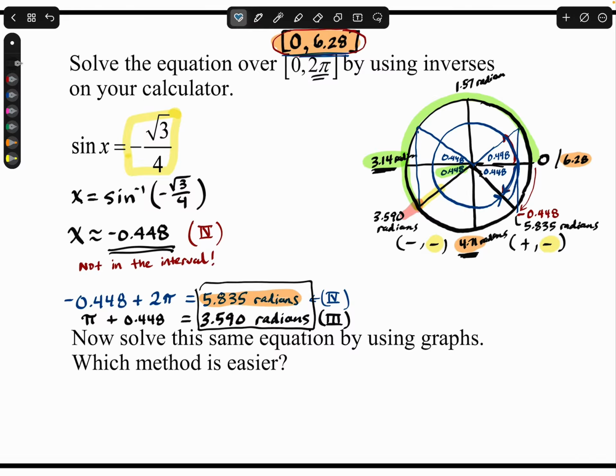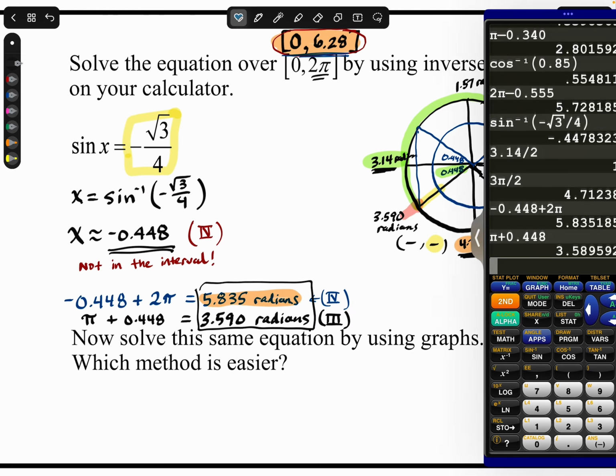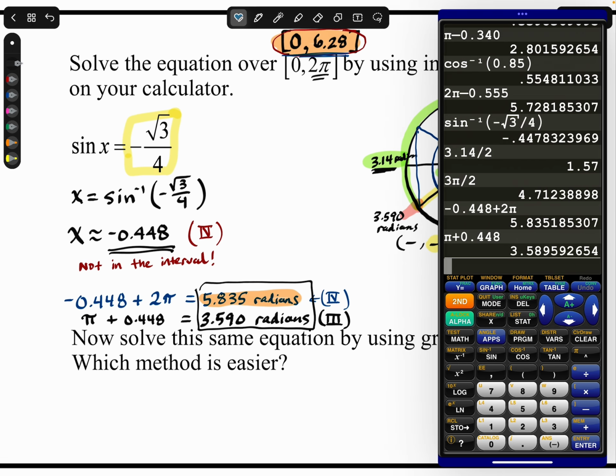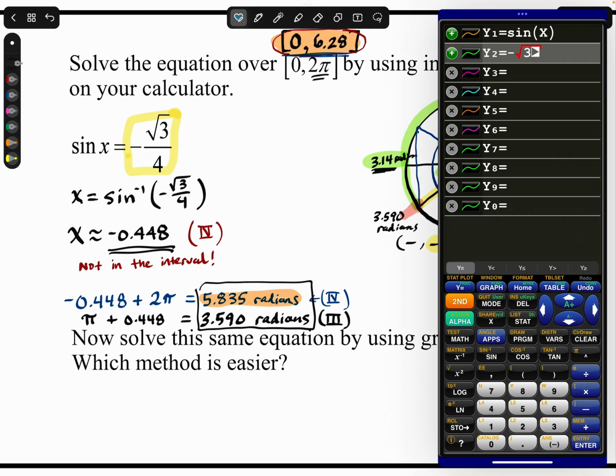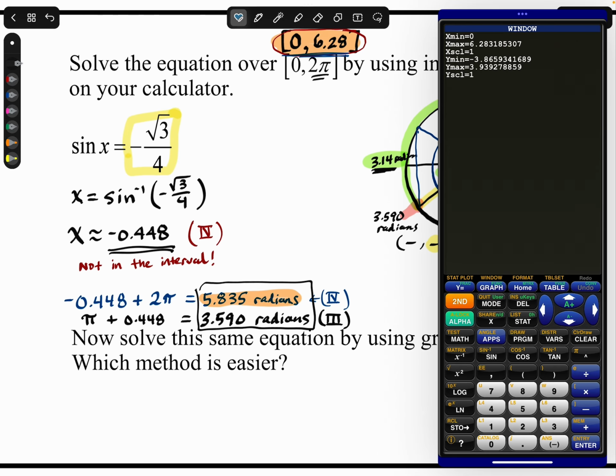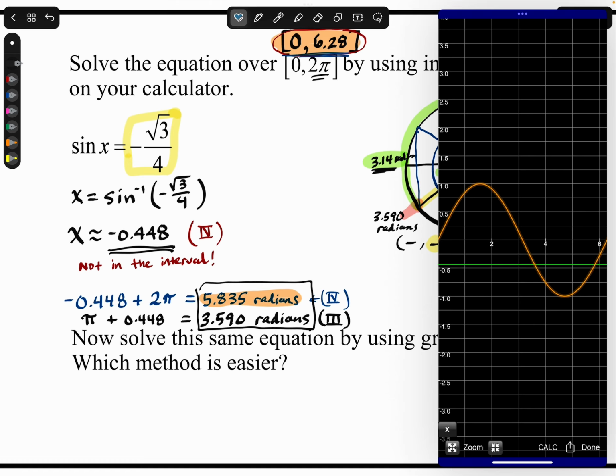Now, if we were asked to then solve the same equation by using graphs, and then we could talk about which one's easier, let's do that real quick. So we have the sine of x is equal to negative radical 3 over 4. Let's go into our graphing here. I already have the sine of x in there. I'm just going to clear this out, and I'm going to do negative square root of 3 divided by 4. And I think my interval was already set up as 0 to 2 pi. It is, so let's look at our graph.